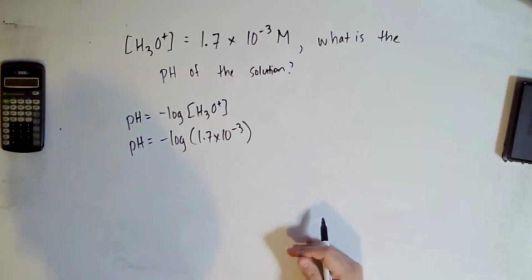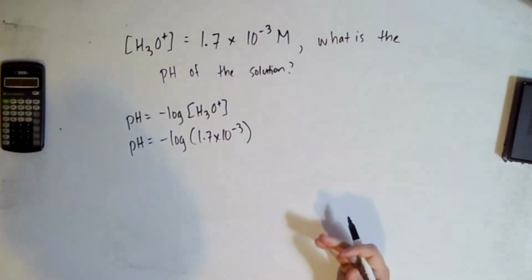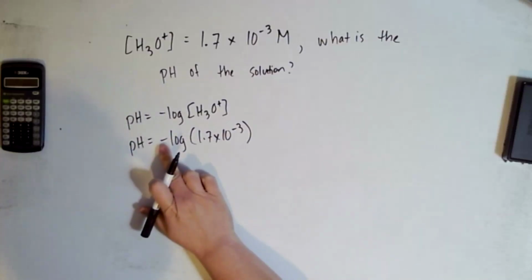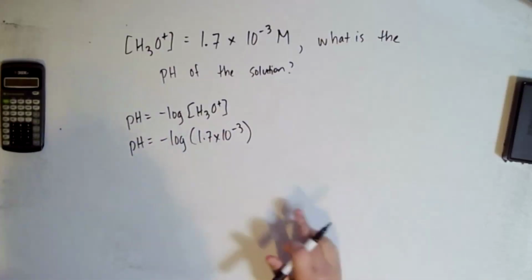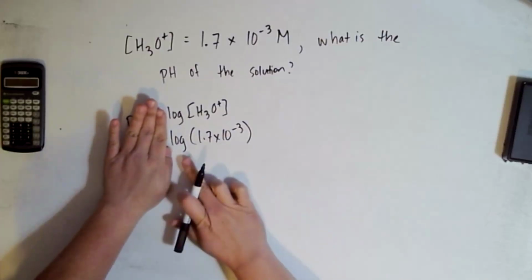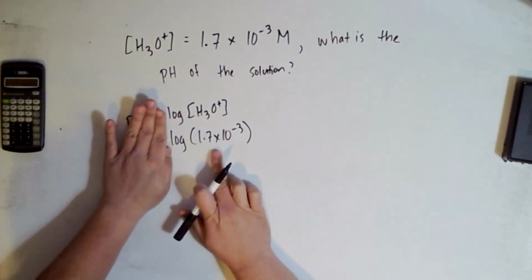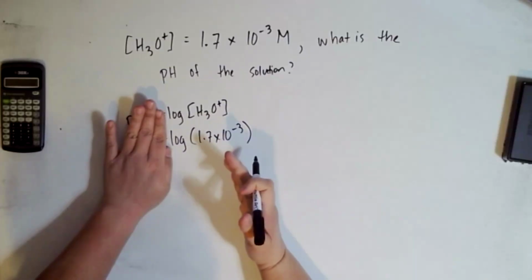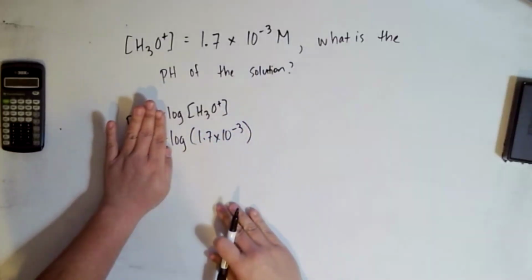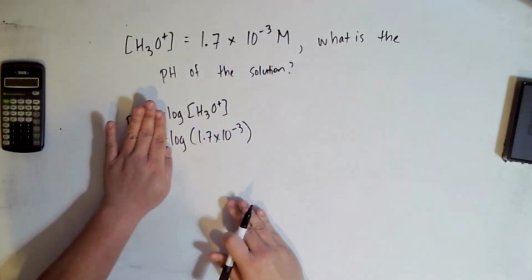When you plug this into your calculator, depending on the calculator that you have, this negative sign, you don't have to plug into your calculator necessarily, okay? If you want, you can ignore that for now, and you can just worry about taking the log of this number, okay? Whatever value you get when you take the log of this, you can look at that number in your calculator, and then you can reverse the sign, right?